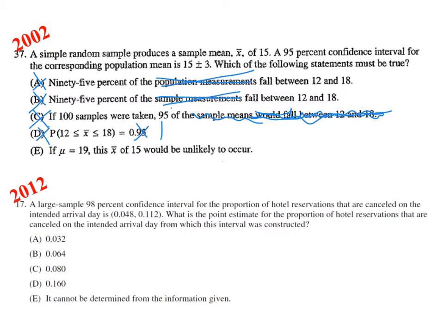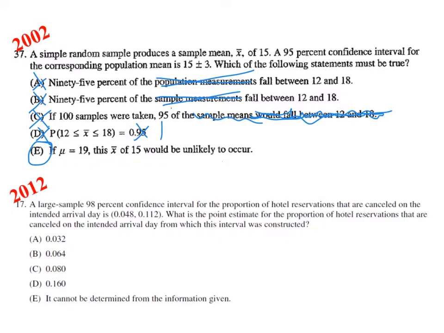Finally, it's obviously got to be E, but I want you to think if mu was 19, so if the real mean was 19, then the X bar would be unlikely to occur. And that is the answer. We're 95% confident that the mean is somewhere between 12 and 18. That means we only thought we had a 5% chance of missing it, and we did. So it's unlikely that we would have gotten 15 if 19 was the real mean.